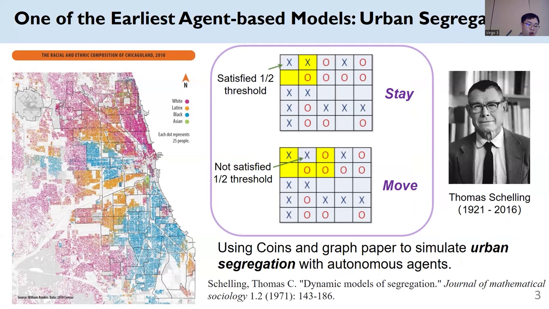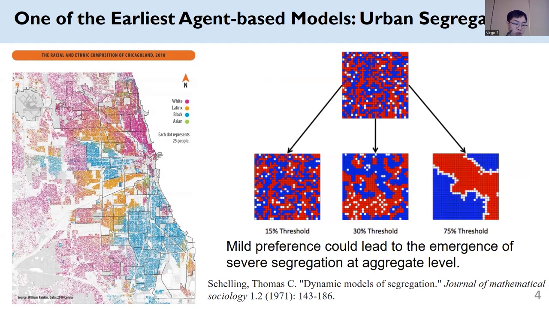He didn't even use computers. He only used coins and graph papers to simulate urban segregation. Each individual will decide to move if the ratio of similar neighbors around them is below a threshold. Through this very simple agent-based model, he found that mild preference could lead to the emergence of severe segregation at the aggregate level.